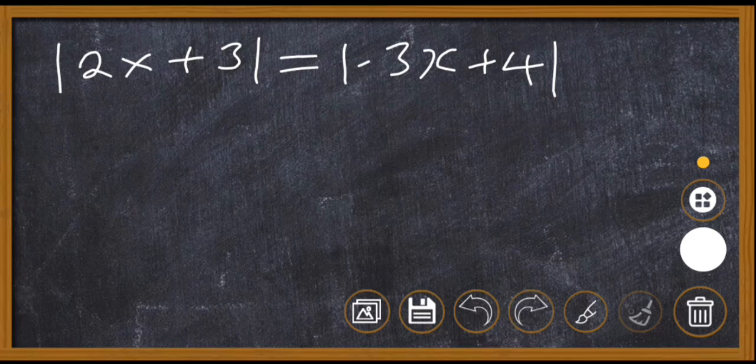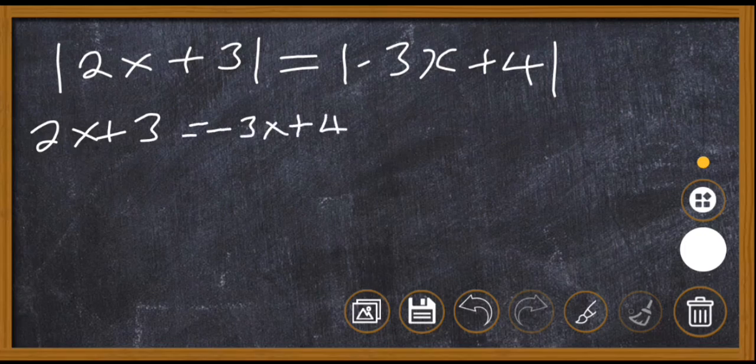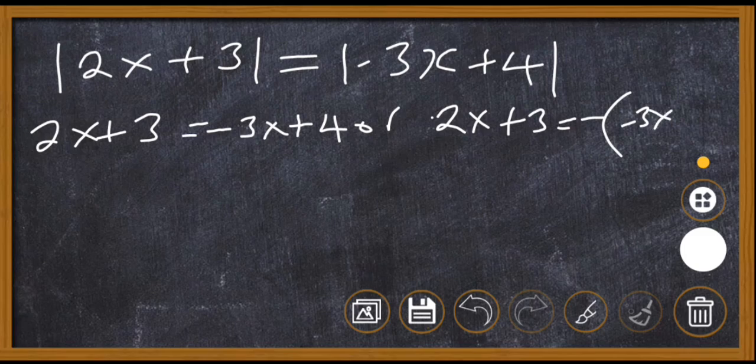So we're going to have 2x plus 3 equals negative 3x plus 4. Or we're going to have the negative of this: 2x plus 3 equals the negative of the function that we have, which is negative 3x plus 4. Let me just write that properly. So we have negative 3x, then plus 4. In this case, let's now simplify this.